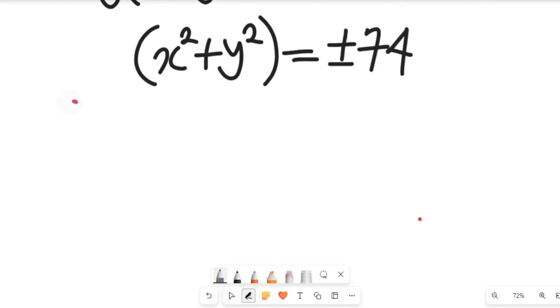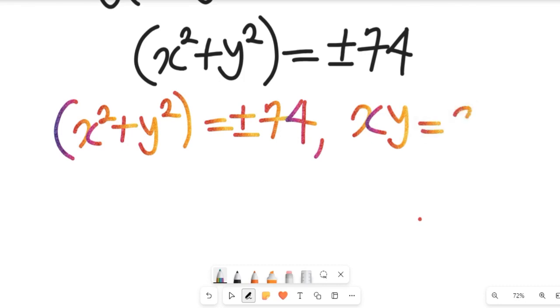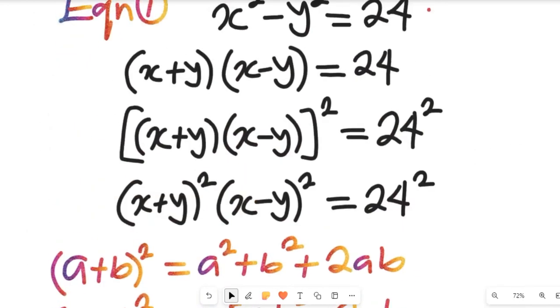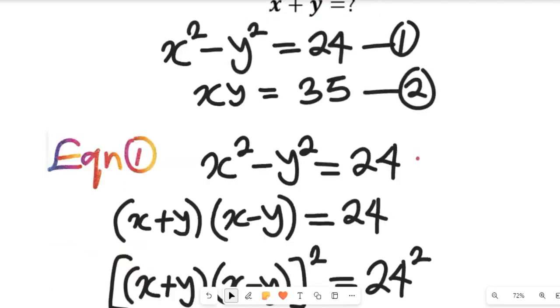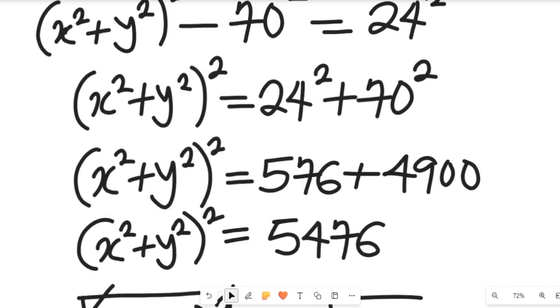The first expression we'll have is x squared plus y squared, and this will be equal to plus or minus 74. Now recall initially that from our equation 2, xy is equal to 35. So we have these two expressions. How do we come to find the value of x plus y? Because that's what we are looking for. Now let's go back to that expression. I want you to recall an algebraic formula.